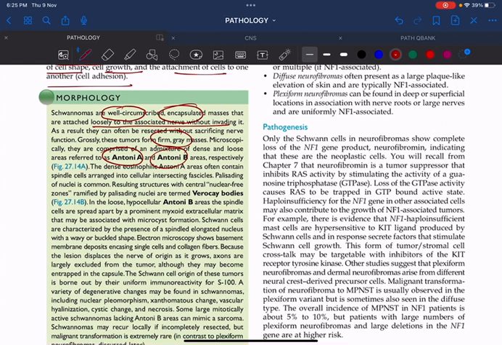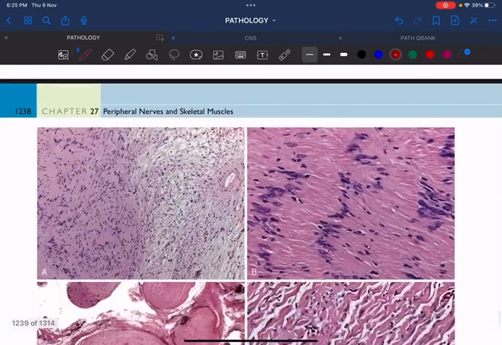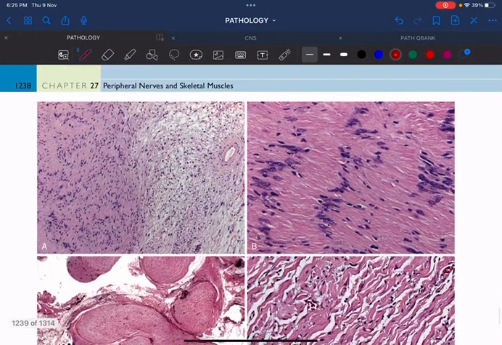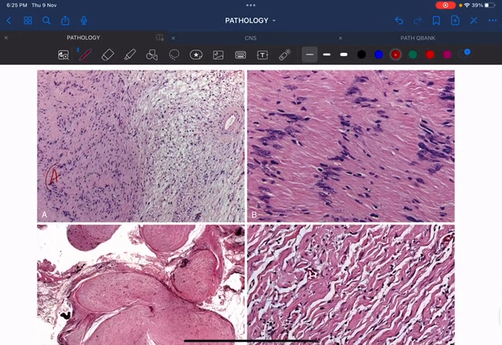Antoni A areas are hypercellular, whereas Antoni B is a loose, hypocellular area. Remember, in Antoni A we can see some ramification. There will be palisading; you can see in this picture that there is palisading. This is Antoni A and this is Antoni B. You can see palisading of the nucleus.